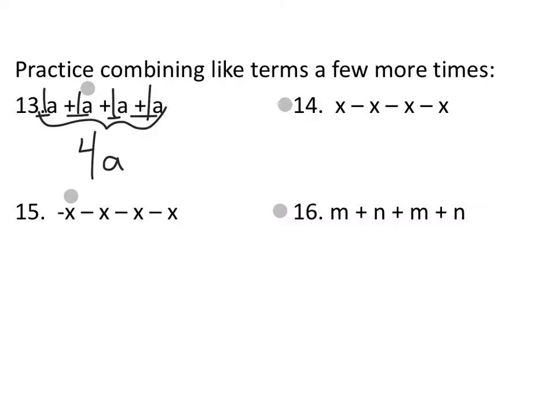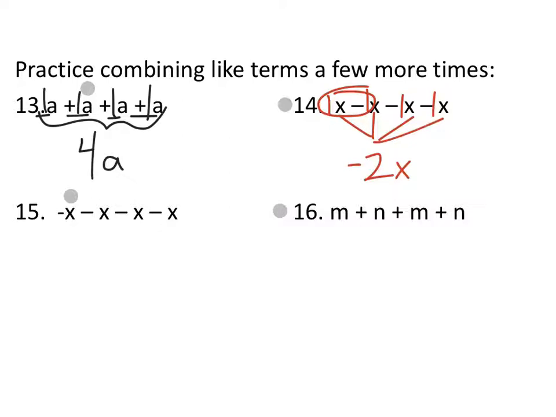Now 14, this one's a little different. Again, it may be helpful to see these phantom 1s and negative 1s. But when we combine all these, we are going to have some number of x's. How many? You have 1 minus 1 minus 1 minus 1. Essentially these two zero out, so we're just left with -2 of those x's.